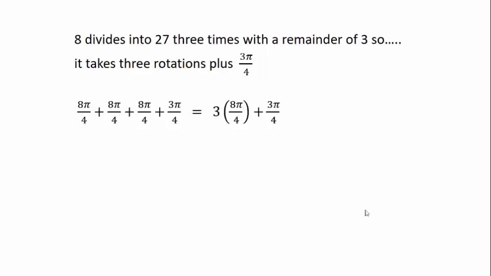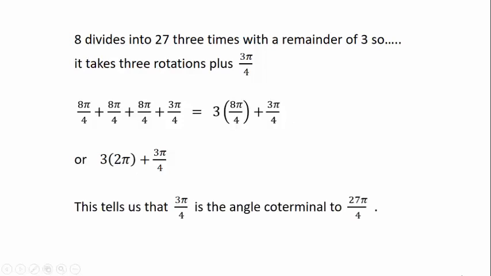So look here. Here is each of our rotations, 8 pi over 4. I wrote it in a different way right there. Then 3 pi over 4. And I also wrote this in terms of 2 pi, just because it looks more familiar to us as one full rotation. Okay, so this tells us that 3 pi over 4 is the angle coterminal to 27 pi over 4.